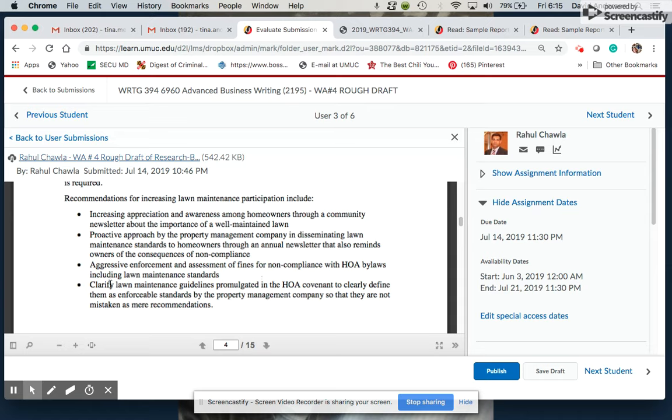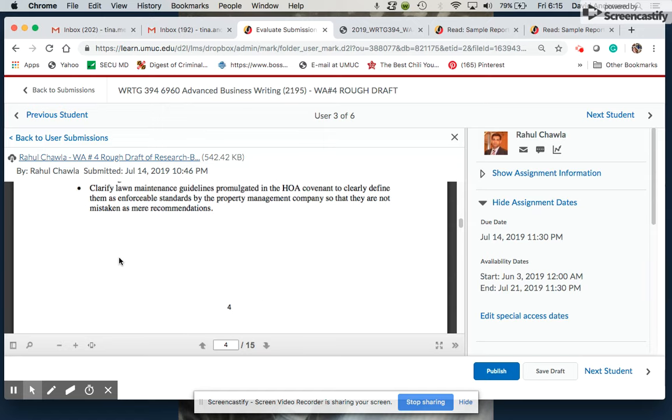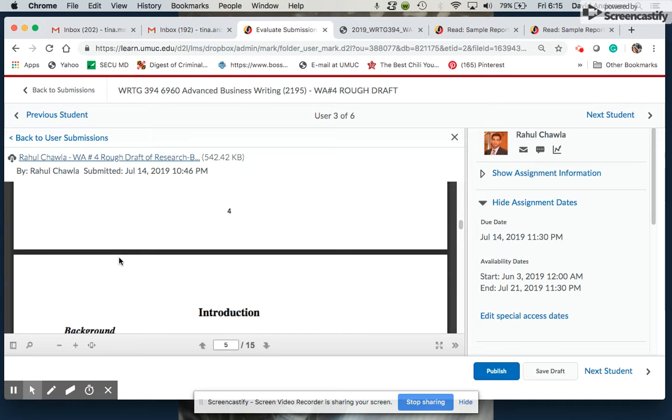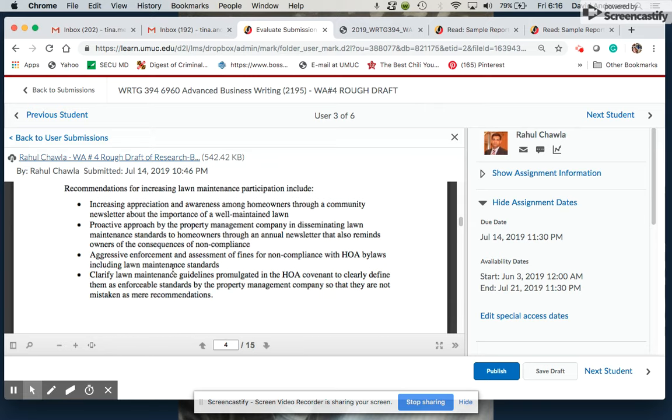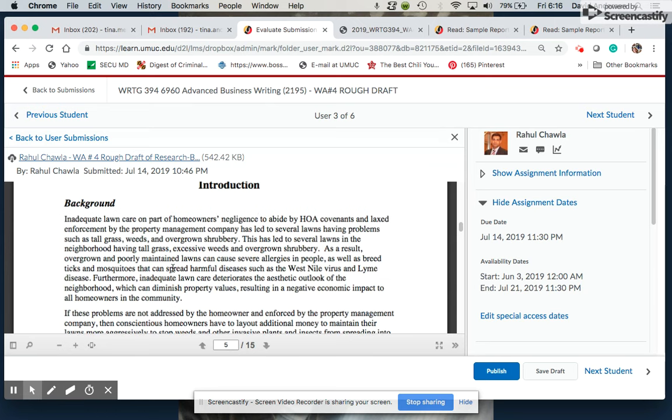What you want to do here is make sure that you use what's called parallel structure. Right now you have increasing, proactive, aggressive, clarify, all different kinds of parts of speech. You want to make sure that each of these bullet points follows the same formula, so they all begin with a verb, or they all begin with an adverb, so that the sentence, clause, or phrase structure, whichever you choose, is consistent. That is what's called parallel structure. We talked about that briefly.